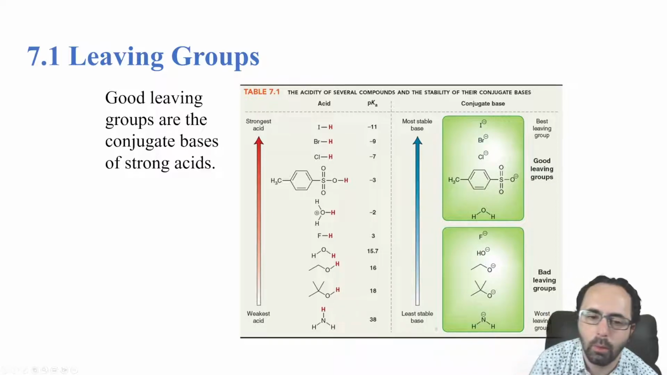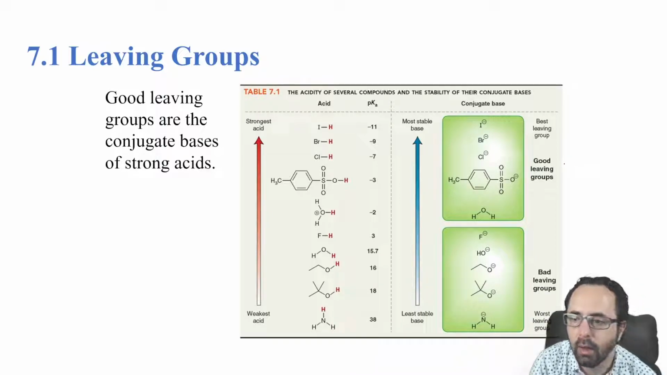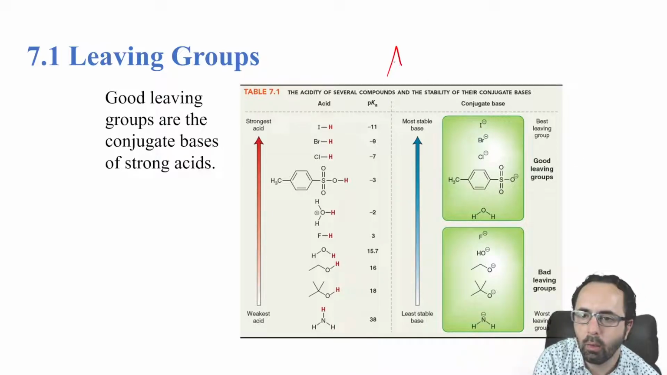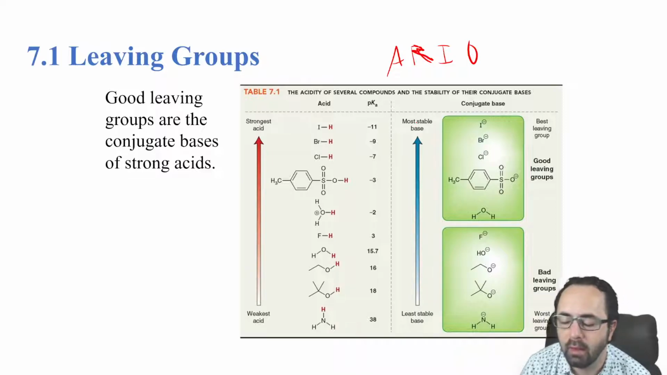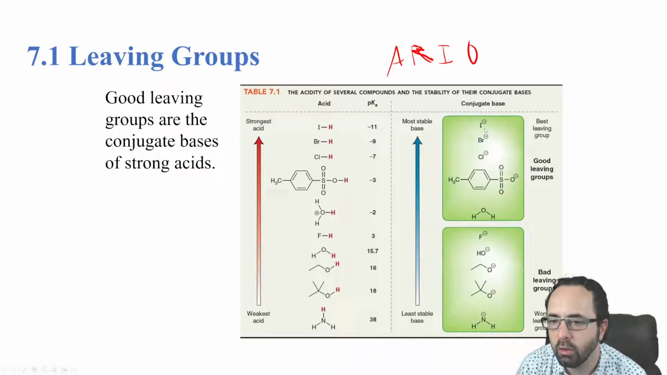So we can go back to ARIO from previous chapters and use that to evaluate the quality of the leaving group. The leaving group, that is a great conjugate base. Same properties. The great conjugate base can stabilize the negative.